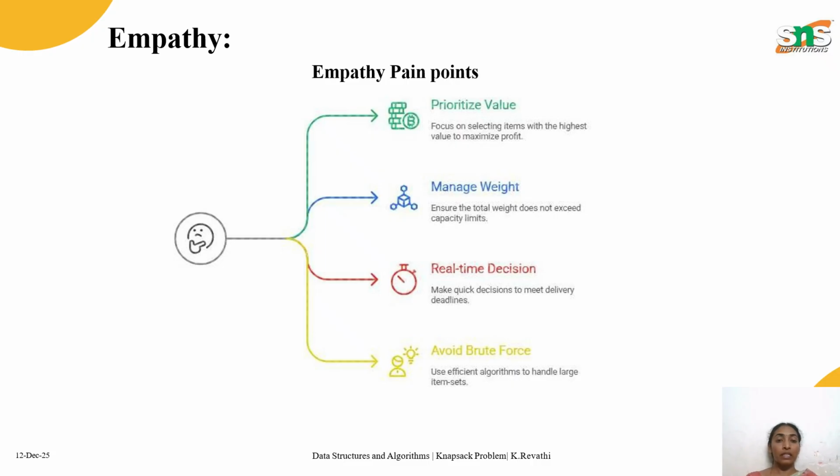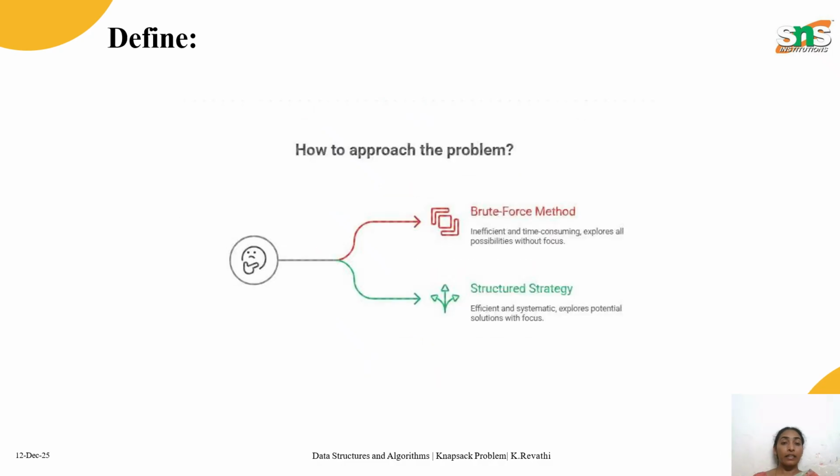Now we have to define the ideas for Maya Singh's problem. We need to select items in a way that gives maximum profit without crossing the limit. At the same time, the solution should be an efficient one.